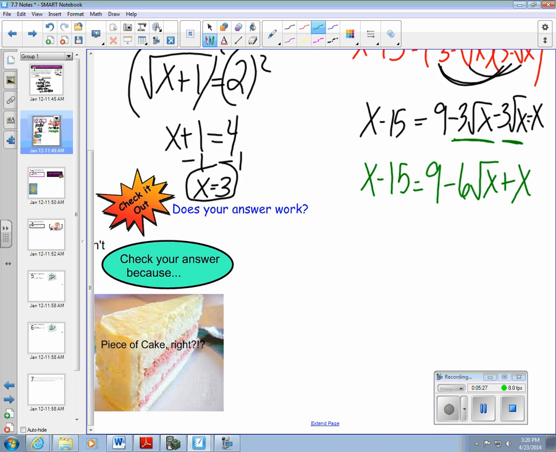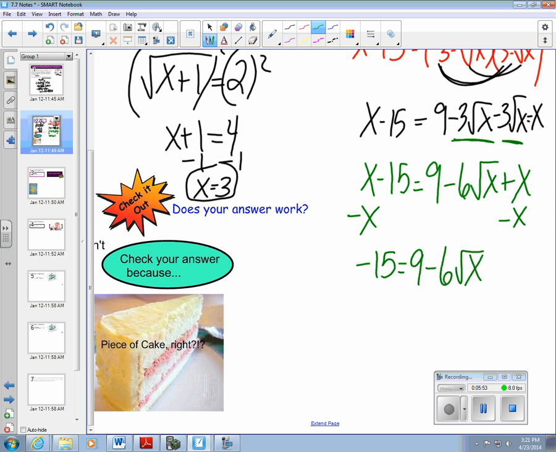All right. So now it's just a matter of getting the x to the other side. Notice, we're going to try to move all x's to one side. Let's say we're going to try to get all the x's to the left. So subtracting x from both sides, notice that these happen to cancel out. We no longer have just an x value. So we have negative 15 is equal to 9 minus 6 root x.